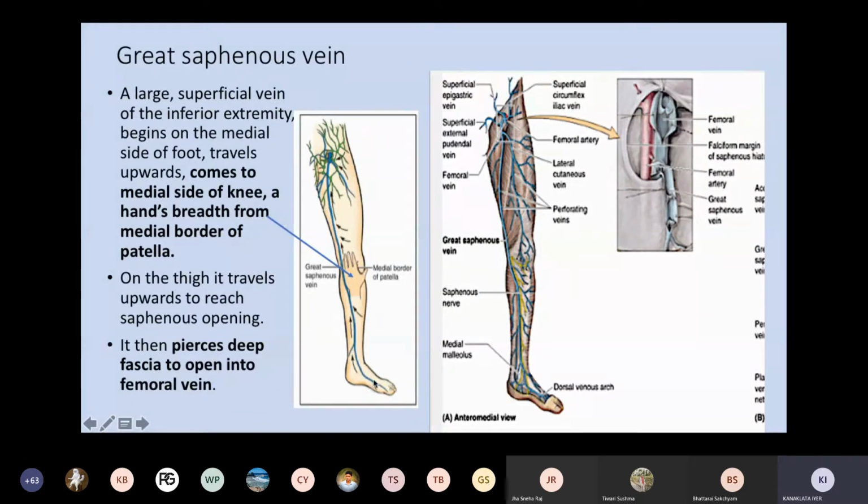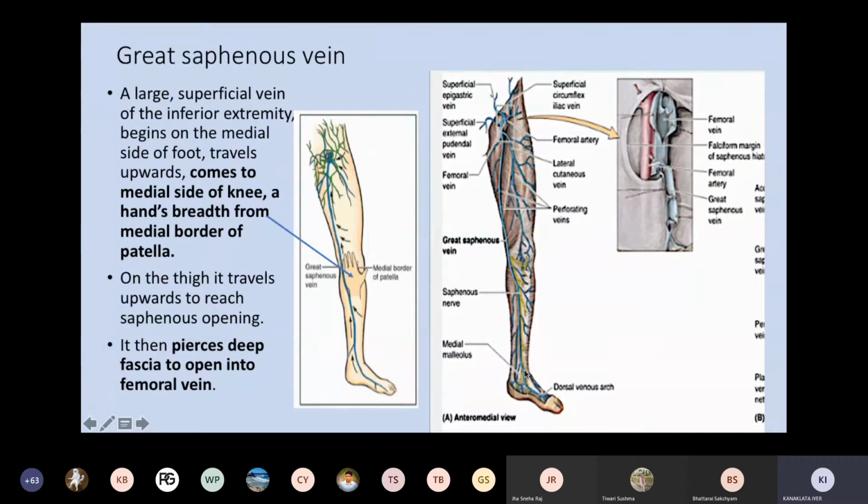Then there is one more vein. This is the medial vein of the great toe. Okay. Medial digital vein. So this vein and this medial end of the dorsal venous arch, and this medial marginal vein, they join to form the great saphenous vein.